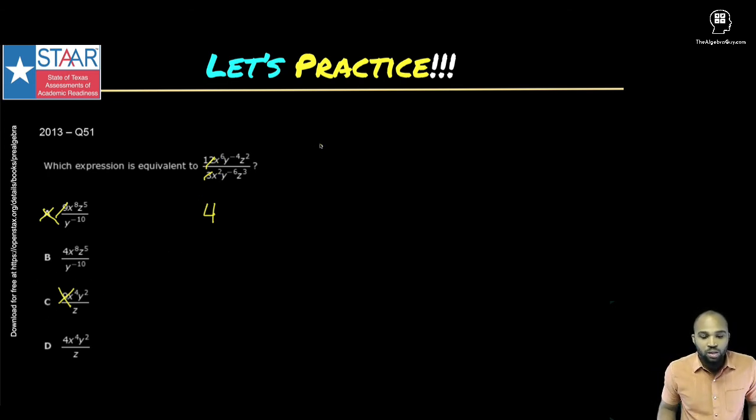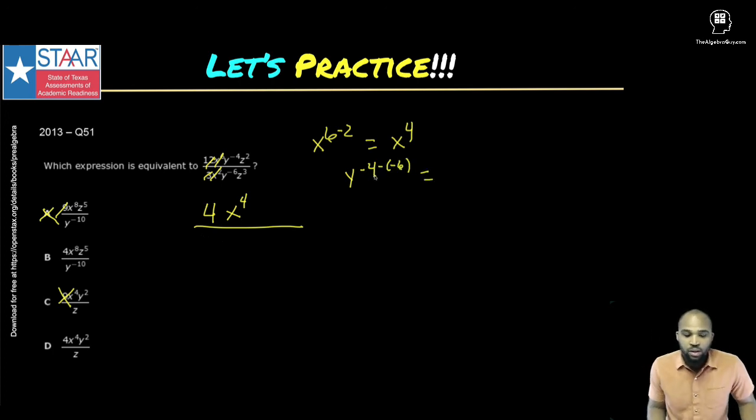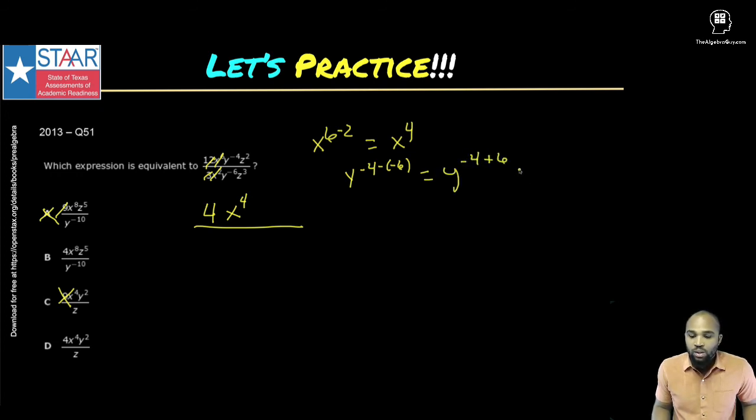So what is x to the 6 minus 2? We can subtract the exponents here, and that gives me x to the 4th. That's positive, so I know it's going to stay up top. So I got my x's, and y to the -4th, minus a -6. So there's a lot of minuses and negatives going on there. So how can I rewrite this? This is -4 plus 6. What is -4 plus 6? That is a positive 2. So I know that's positive, so it stays up top.